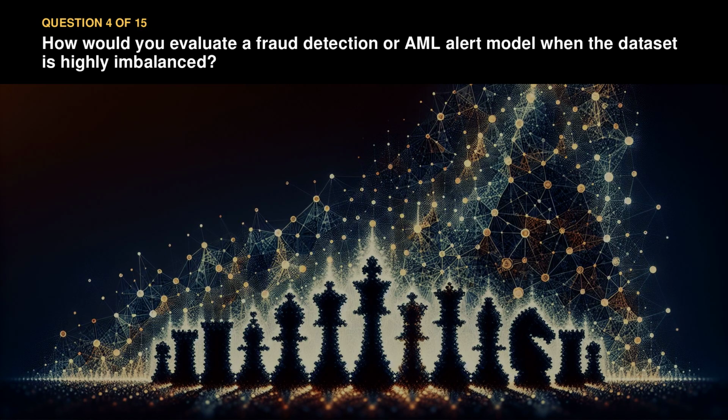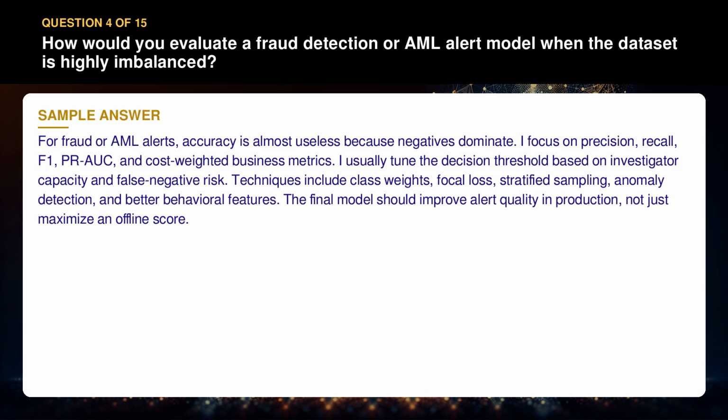Question 4. How would you evaluate a fraud detection or AML alert model when the dataset is highly imbalanced? For fraud or AML alerts, accuracy is almost useless because negatives dominate. I focus on precision, recall, F1, PR-AUC, and cost-weighted business metrics. I usually tune the decision threshold based on investigator capacity and false negative risk.